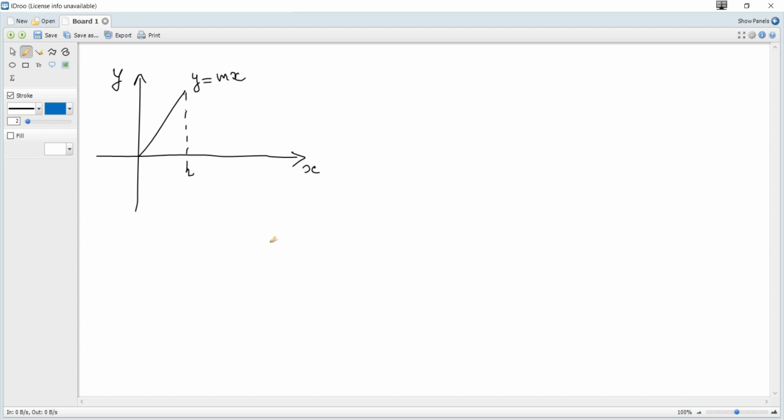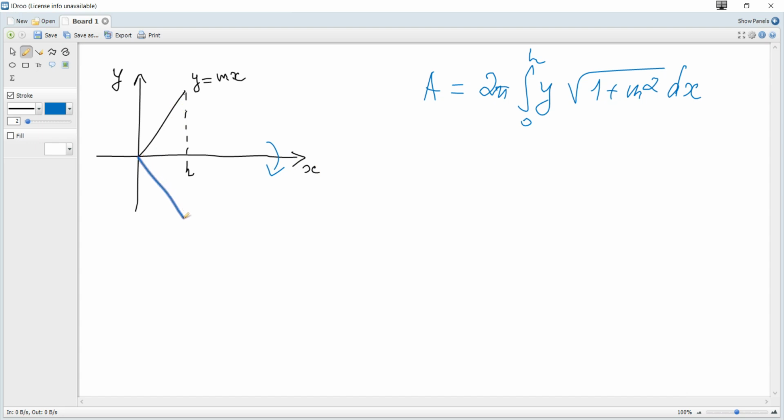Consider the straight line from the origin y is mx, where x is greater than or equal to 0 and less than or equal to h, and m and h are positive constants. When this line is rotated through 360 degrees about the x-axis, a cone is formed with a curved surface area A given by A is 2 pi integral from 0 to h of y square root of 1 plus m squared dx. So it is rotated by 360 degrees about the x-axis, and a cone looks like this.